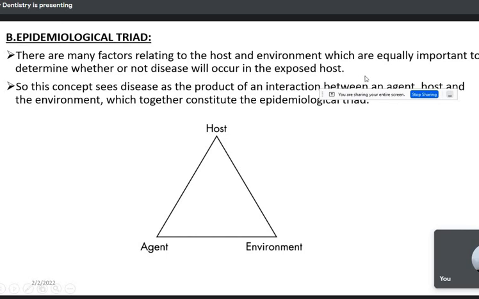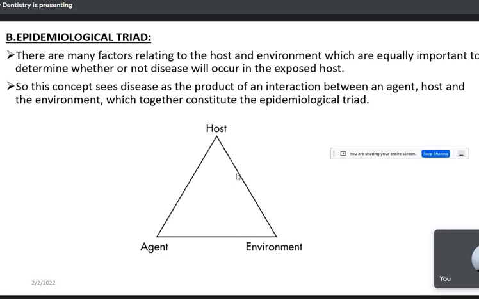That is why another concept came into existence, called the epidemiological triad. In the germ theory, there is the role of only the host and the agent. The host is the human, and the agent is the disease-causing bacteria, viruses, fungi, whatever it is. Since the role of the environment was not explained in the germ theory, it is further explained by the epidemiological triad. You have to understand this: there is the host, the agent, and the environment. Because of the interaction of all these three, the person will suffer from the disease.